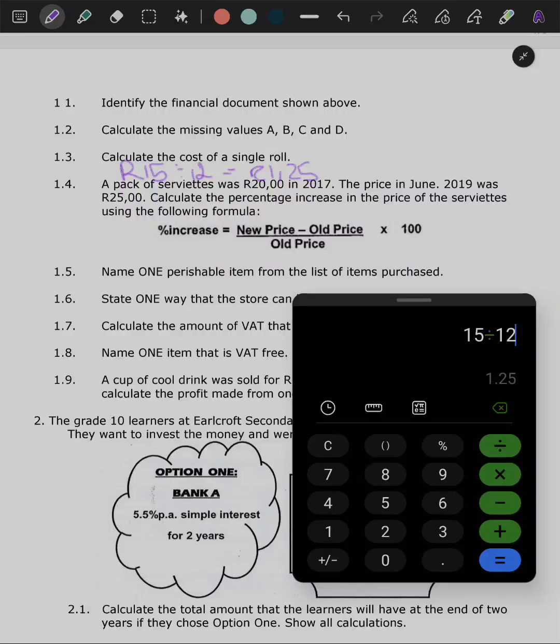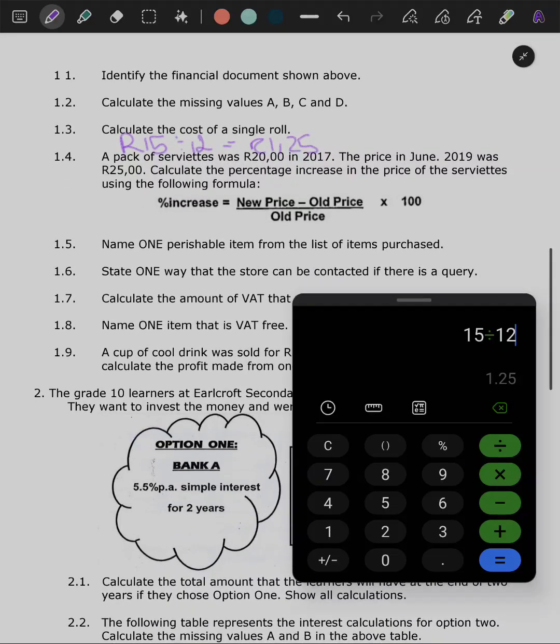Then we've got here a pack of serviettes was 20 Rand in 2017. In June 2019, it was 25 Rand. Calculate the percentage increase in the price of serviettes using the following formula. And the nice thing is they give us the formula, but remember this is not a required formula, so meaning we're not required to give it in a paper.